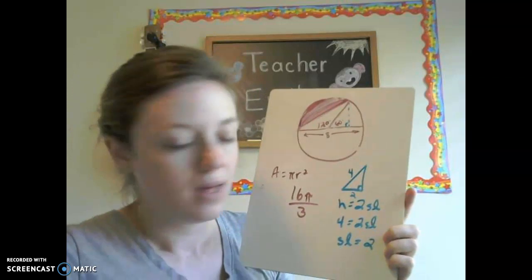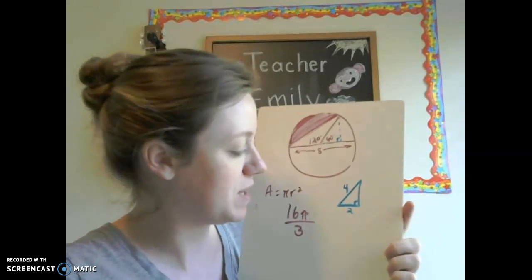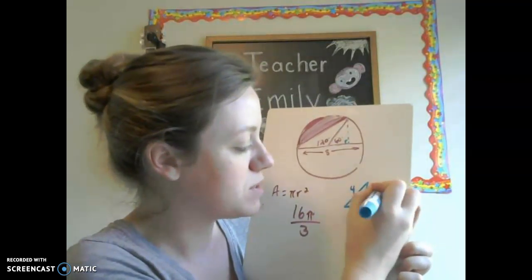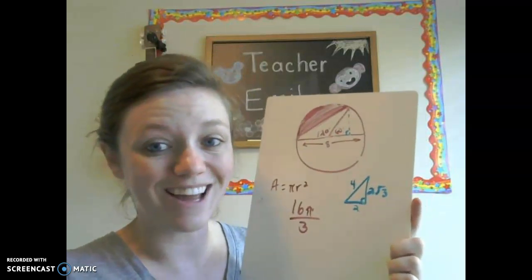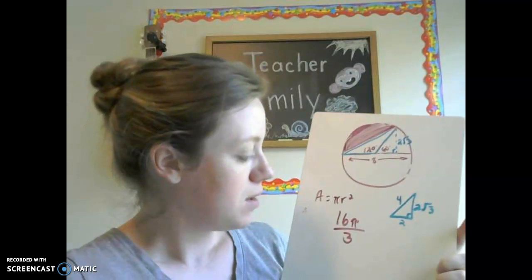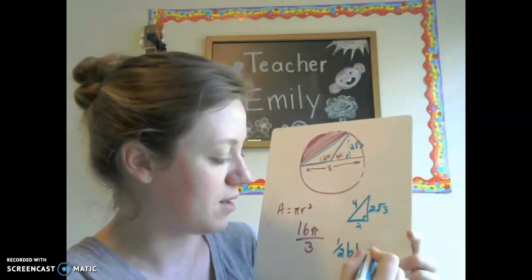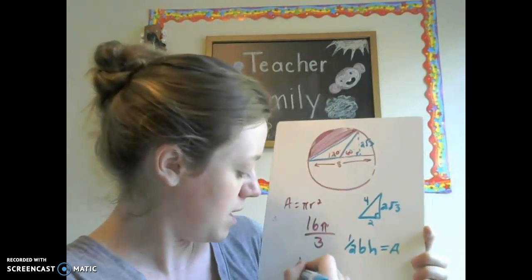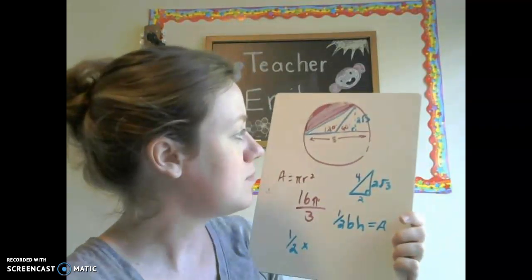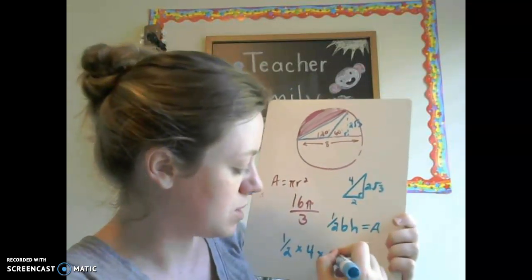Then we know the long leg is the short leg times the square root of 3. I'm not going to write it out because I've written it so many times. So this long leg is 2 times the square root of 3, and that's the height of this triangle. To find the area of the triangle, it's 1/2 base times height. The base of this triangle is the radius, so 4, and the height is 2 times the square root of 3.